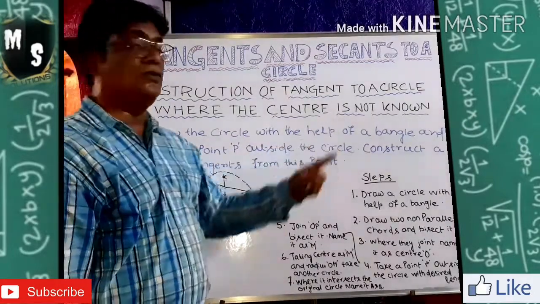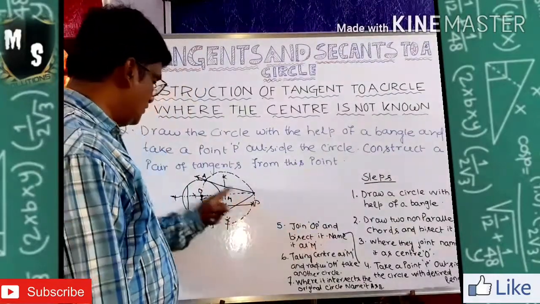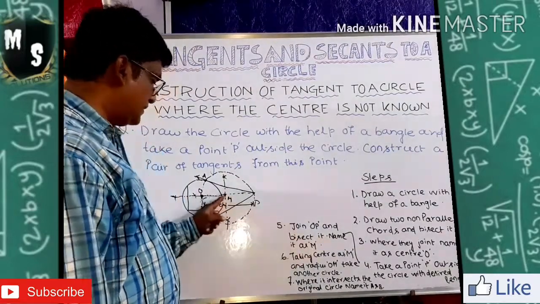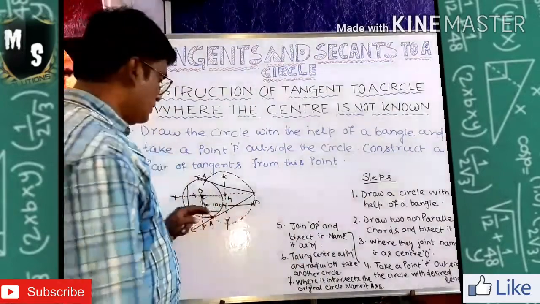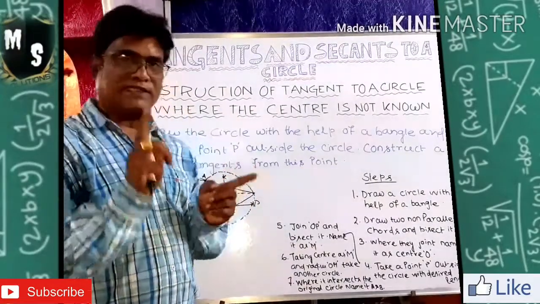Which center you didn't know. That one I wrote: join O to P and bisect it, and name the midpoint M. After that, take MO or MP as the radius. MO or MP, both are the same.